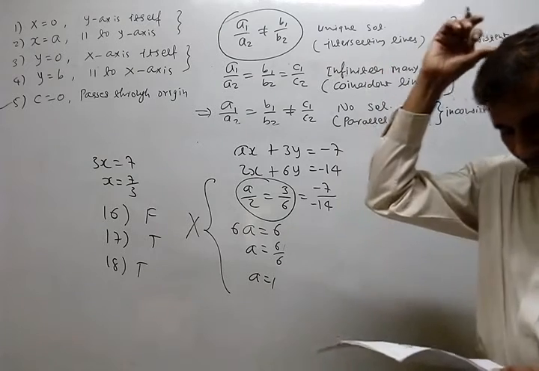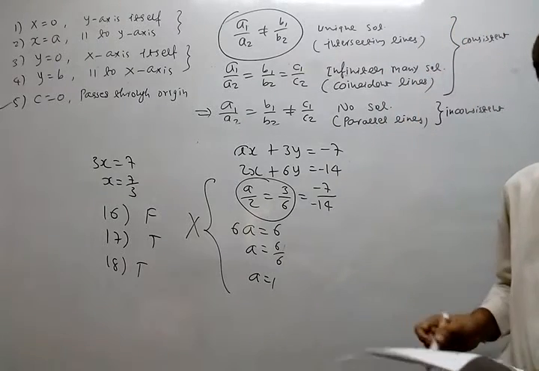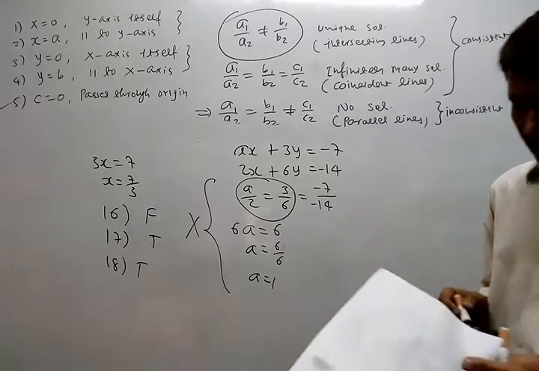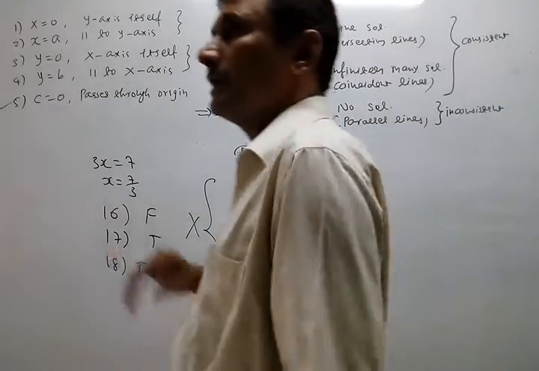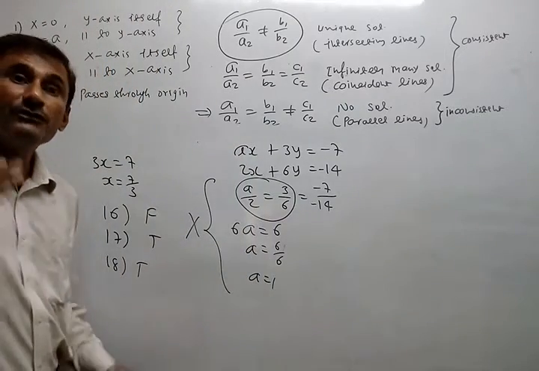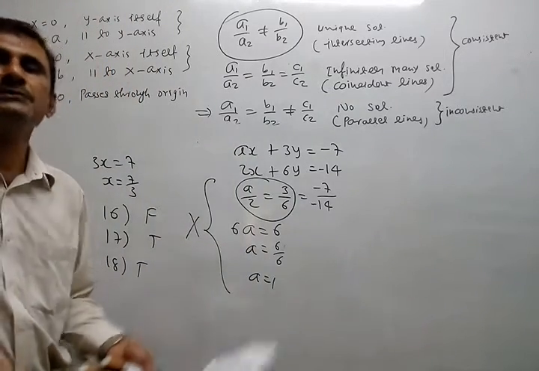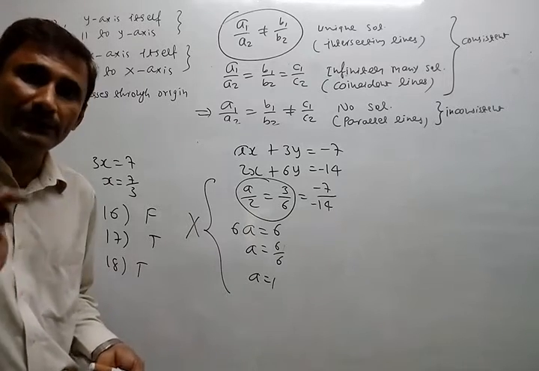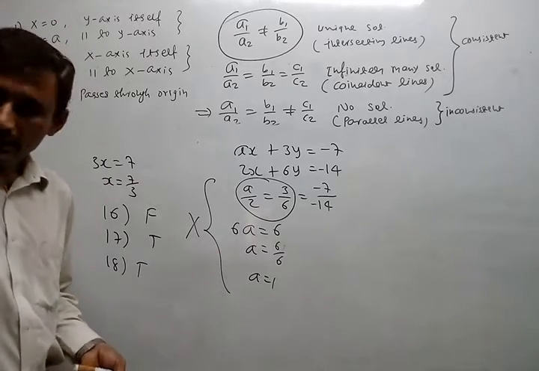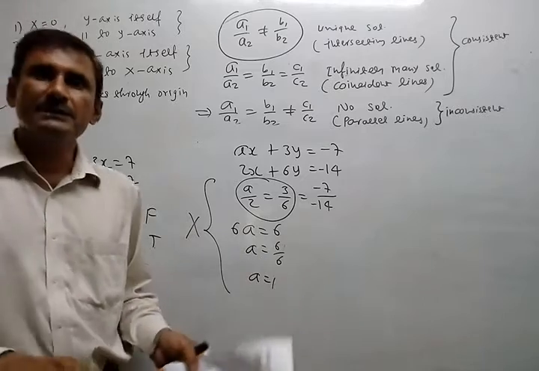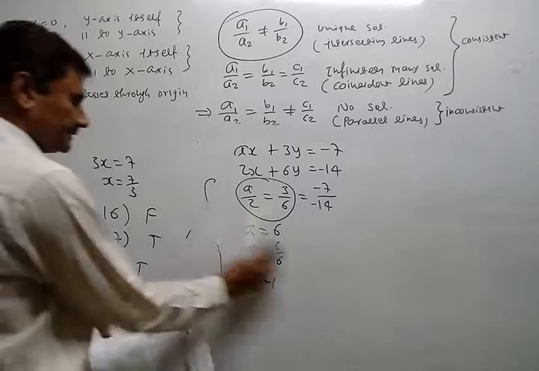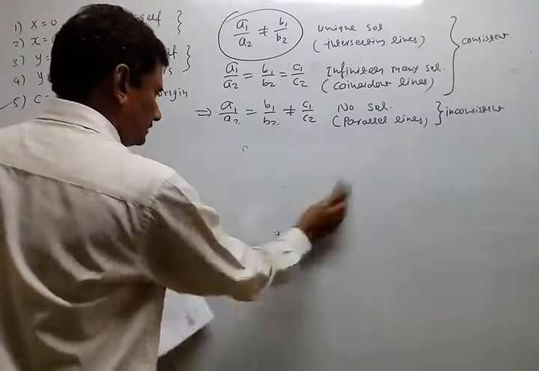Now number 19. 4 comma a is a solution of 2x plus 3y equal to 23, then a equal to 5. They are telling a equal to 5. Now we have to find a by our own method. Ourselves we have to find that. Don't use a equal to 5 right now. We have to find it, and look whether their answer and our answer are the same or not.